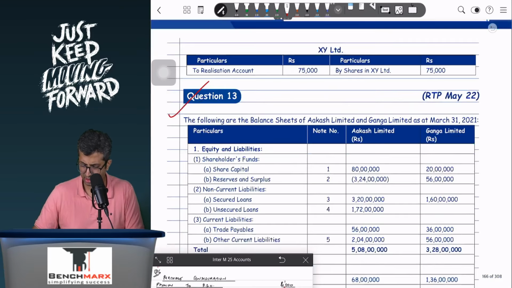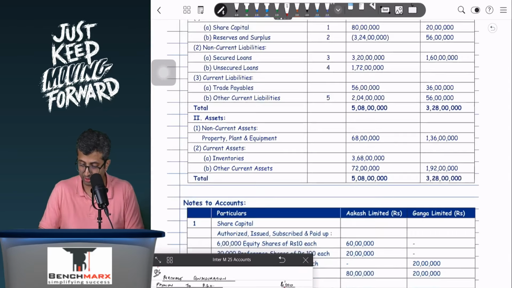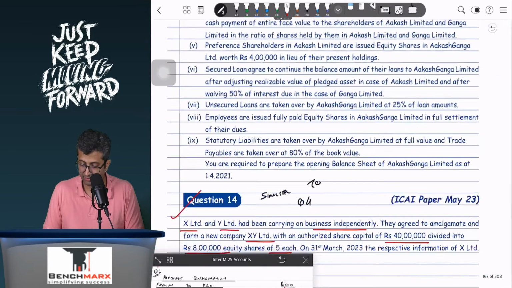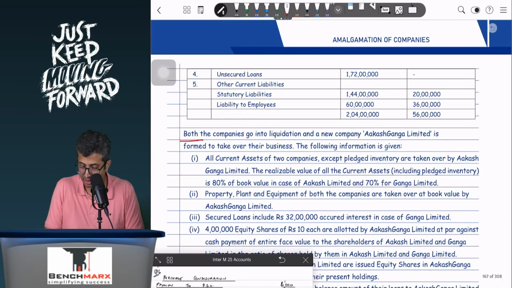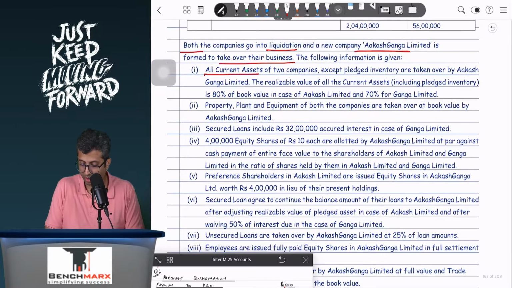So there is a question number 13. There is a balance sheet of Akash and Ganga, and there is this entire balance sheet with fairly big numbers being given. Next, you have been told both companies go for liquidation, and a new company, Akash Ganga Limited, is formed to take over their businesses. So there is an amalgamation, and the following information is given. All current assets of the two companies except pledged inventory are taken over by Akash Ganga. Except for pledged inventories, the realizable value of all the current assets, including the pledged inventory, is 80% of the book value in case of Akash and 70% in case of Ganga.